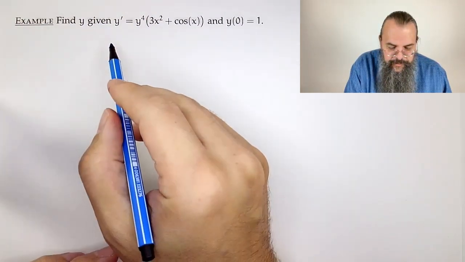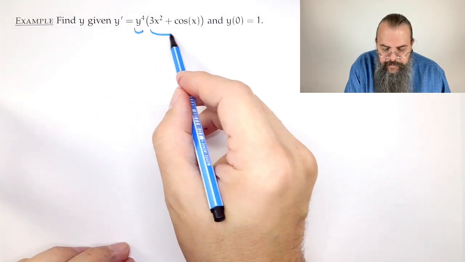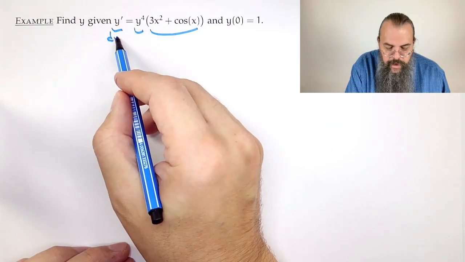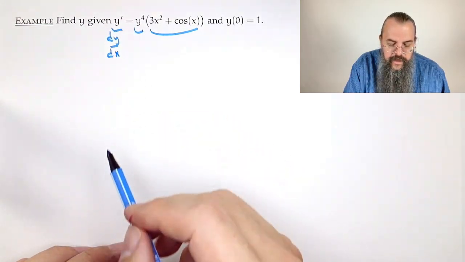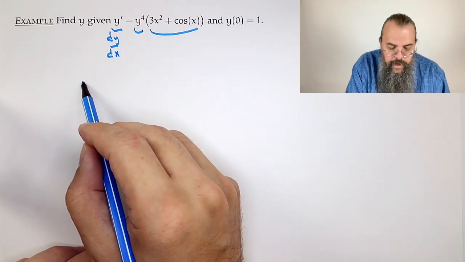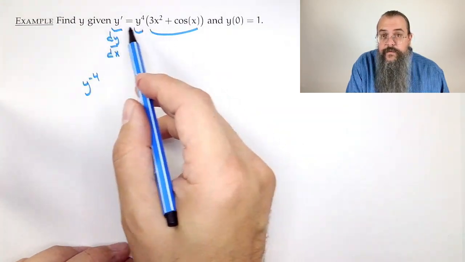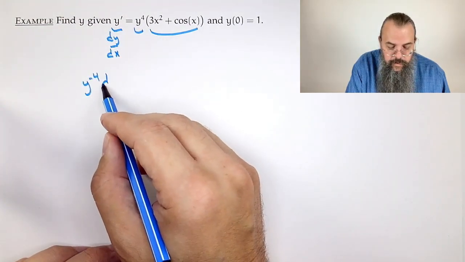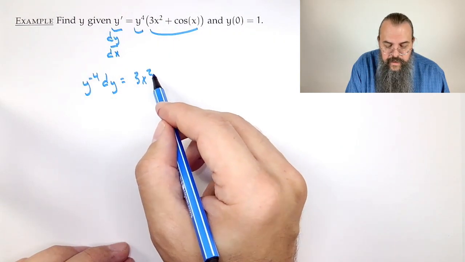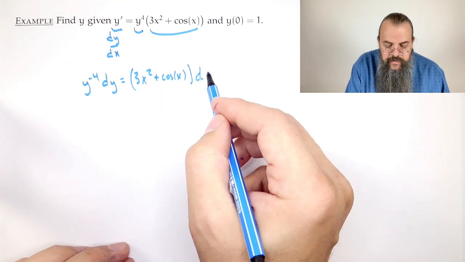So we could say, notice we're perfect, right? That part just involves y. That part just involves x. And we have, of course, over here dy dx. And what do we have? Well, we have y to the minus 4. So we're bringing that y across, which is really the same as dividing by y to the 4th. dy is equal to 3x squared plus cosine of x dx.